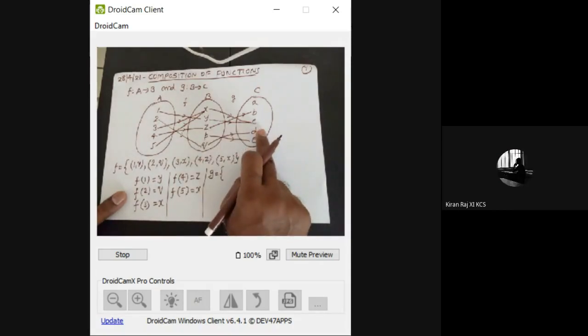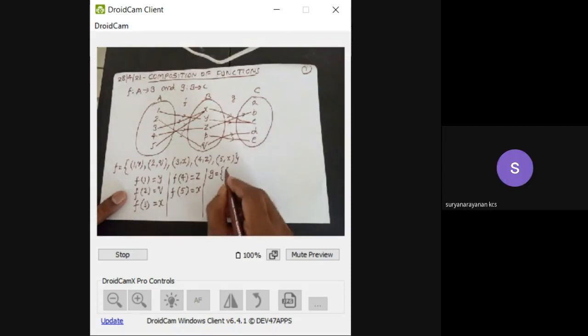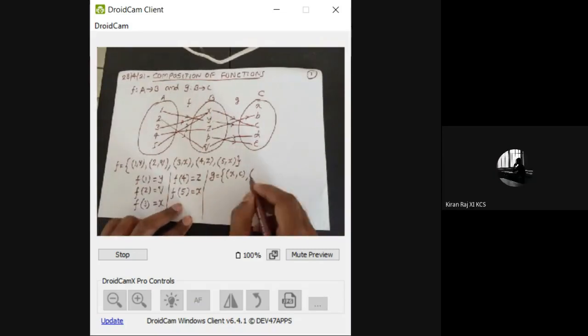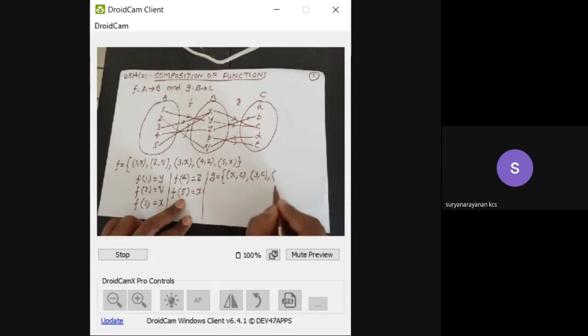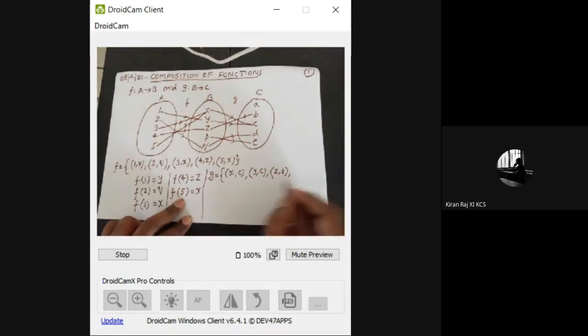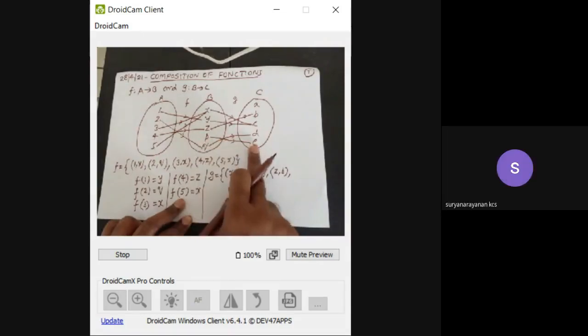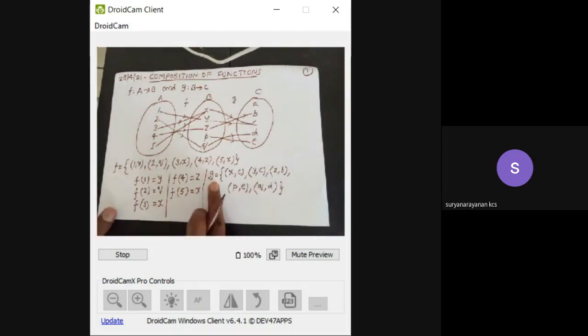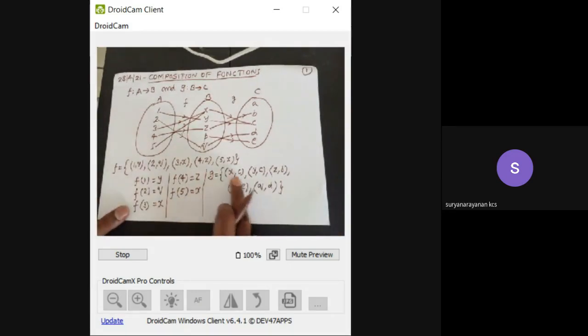For X it is C. X comma C, ordered pair X comma C. Next, ordered pair Y comma C, very good. Ordered pair Z comma B. Next, P is associated with E. Then the ordered pair Q comma D. Yes, very good. So we wrote the function G in the roster form.